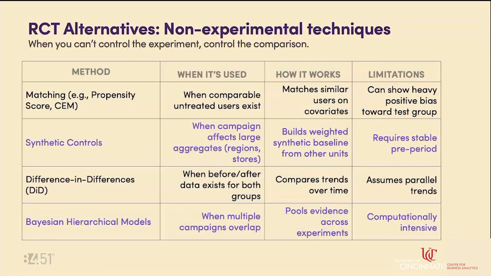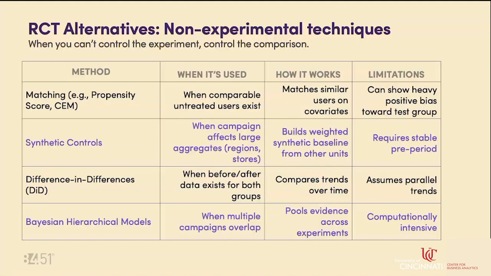So we talked about why RCTs are challenging to implement. Here are some non-experimental techniques that might be alternatives to RCTs for different types of use cases, and I'll go into those in the case study section in a little bit as well. We have matching, we have synthetic controls, we have the difference-in-differences approach, we have Bayesian hierarchical models. These are just scratching the surface. There are so many different techniques that can be used. And these are, like I said, all alternatives to when RCTs cannot be used.